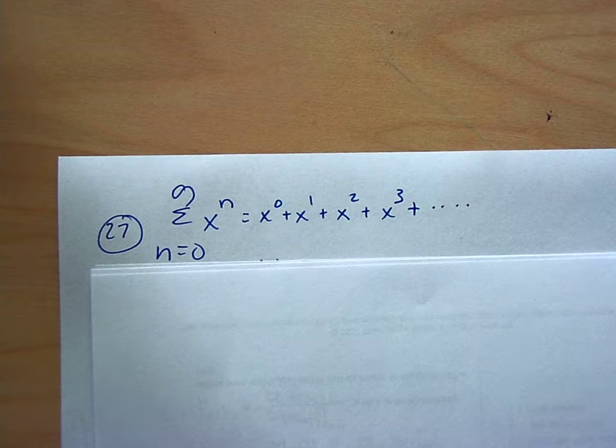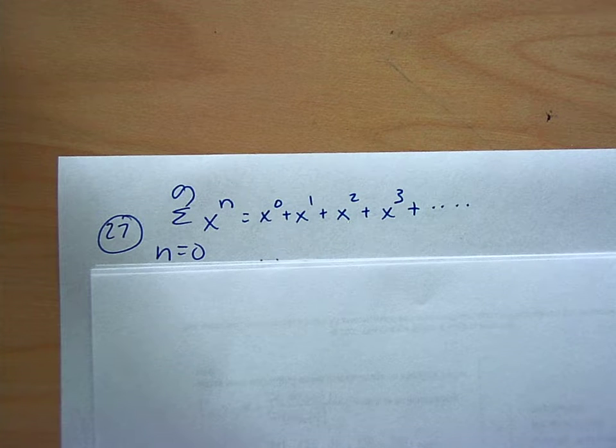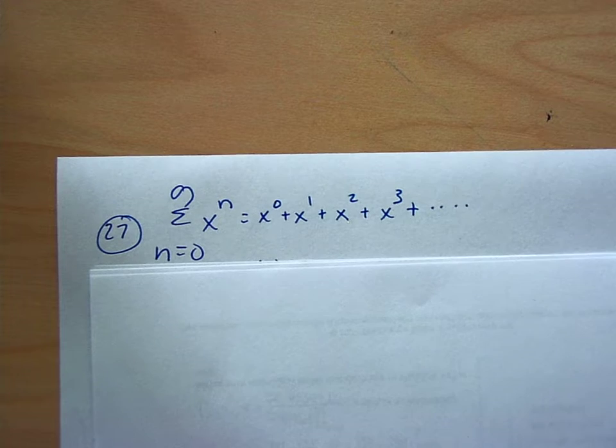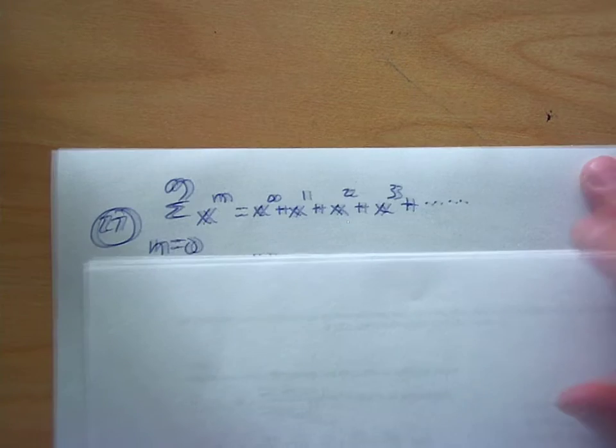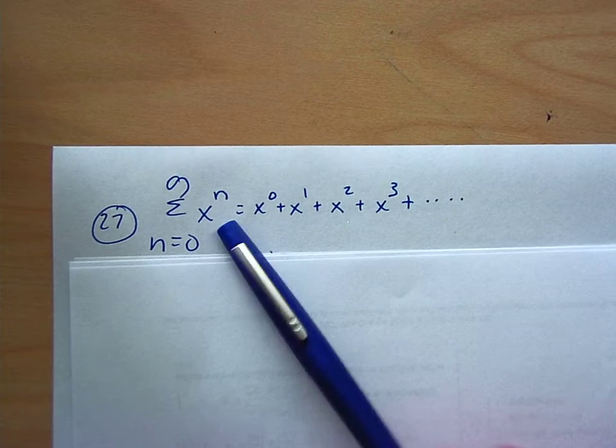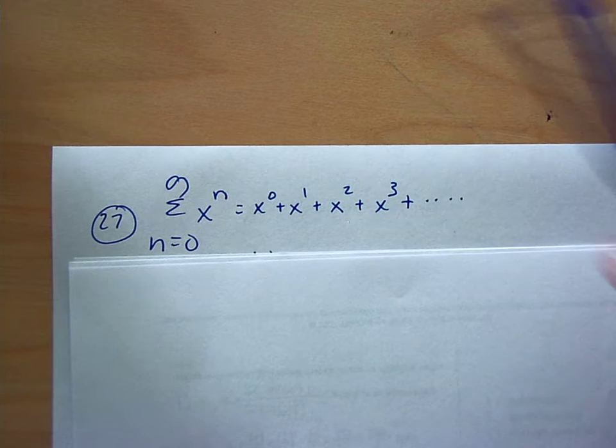Okay, Susan asked me to do problem number 27. This asks you for the interval of convergence: for what values of x does the series converge absolutely, and for what values does the series converge conditionally. Okay, so here's our series. I wrote out a few terms.